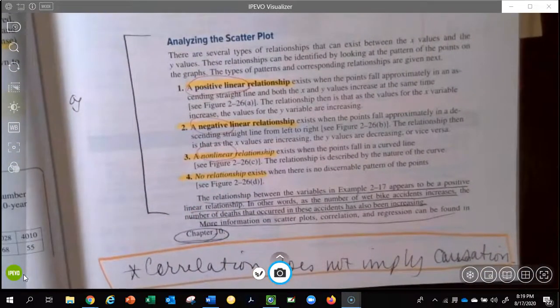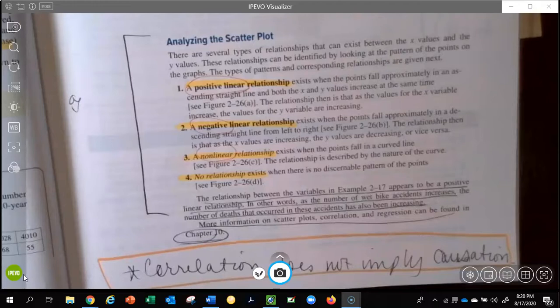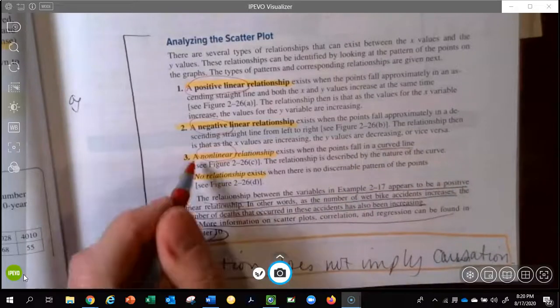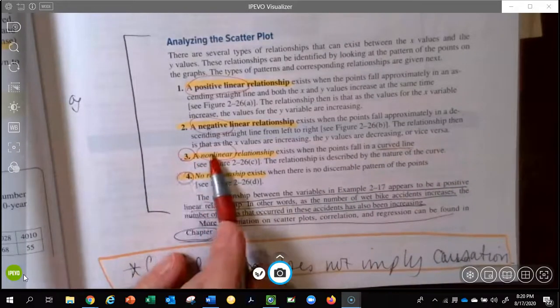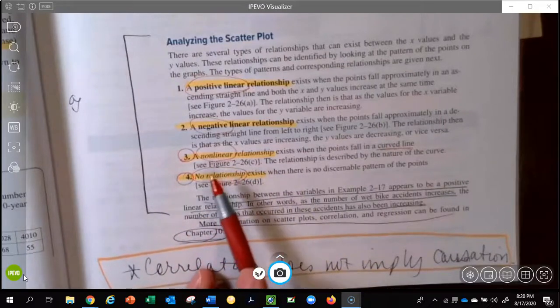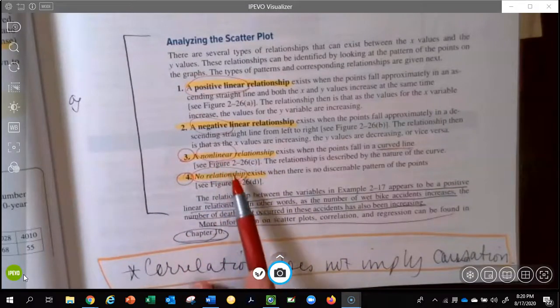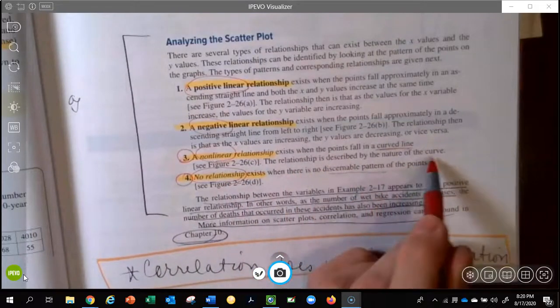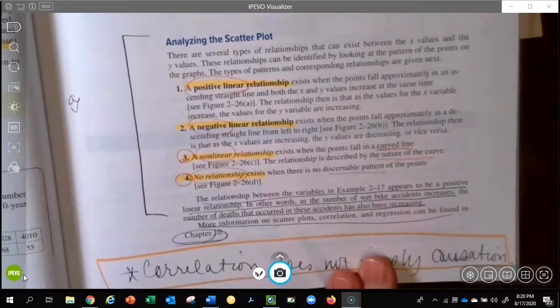Nonlinear means it doesn't have any kind of pattern. It's just a big old mess. And I say that, and then it mentions like it's falling in a curved line. And so you see this nonlinear, and you see no relationship. We will have names for these, no discernible pattern. It's kind of loose with what we say. We're just trying to describe.